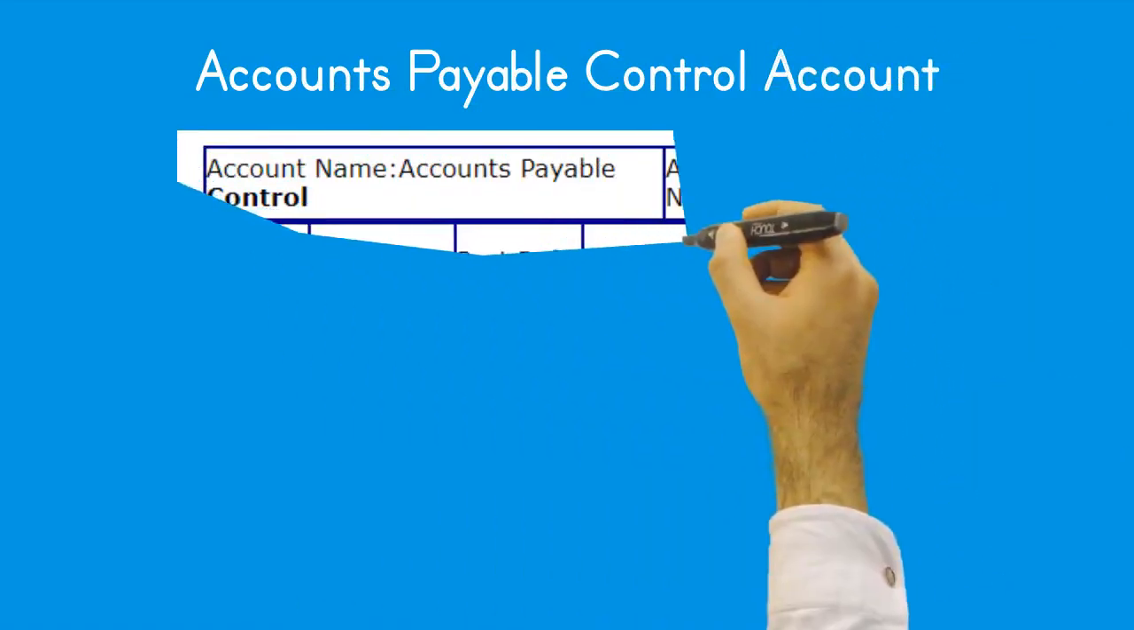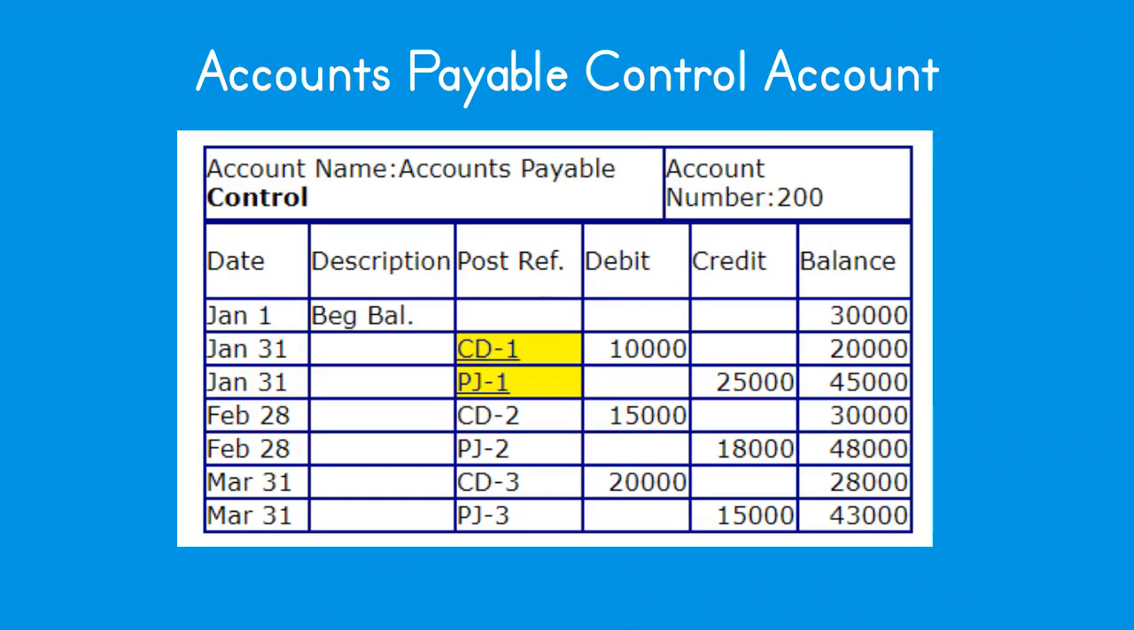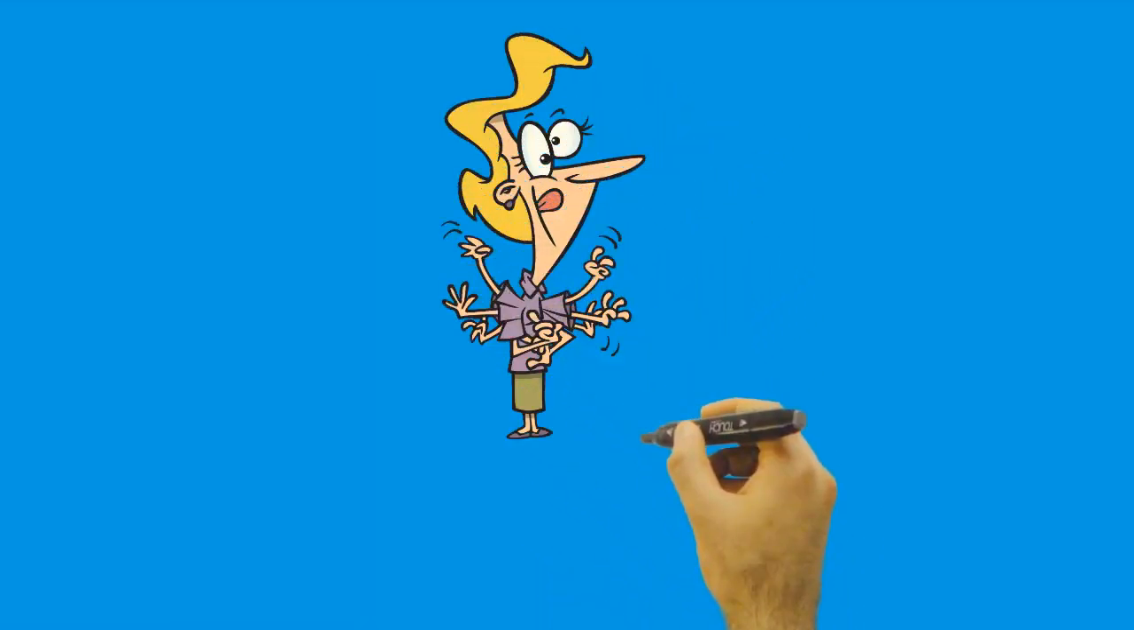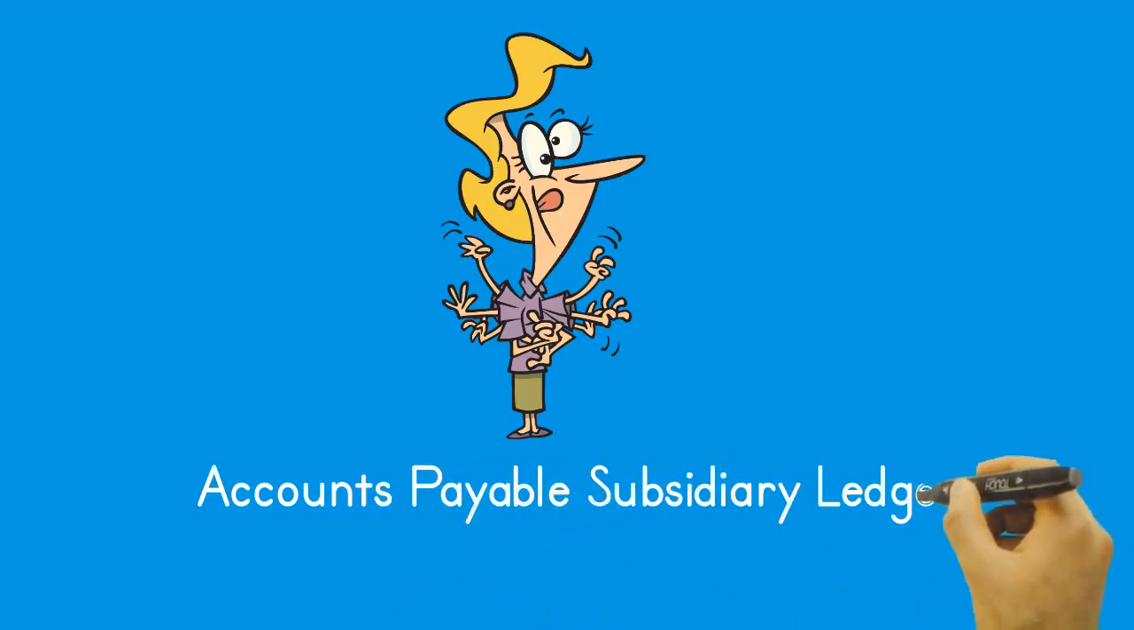General Ledger Accounts Payable Control Account. A control account is a general ledger account that provides a summarized balance of the detailed balances of the individual records maintained in a subsidiary ledger. Summary entries are posted from both the Purchases and Cash Disbursements journals to the Accounts Payable Control account. Accounts Payable Subsidiary Ledger. The Accounts Payable Subsidiary Ledger's purpose is to provide detailed information about transactions that are summarized in the Accounts Payable Control account.